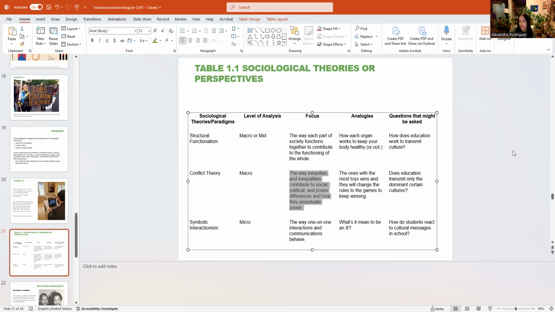But again, conflict theory looks at inequality and inequity and how inequality contributes to society in terms of progress and stagnation, looking at conflict and how that impacts and influences society.